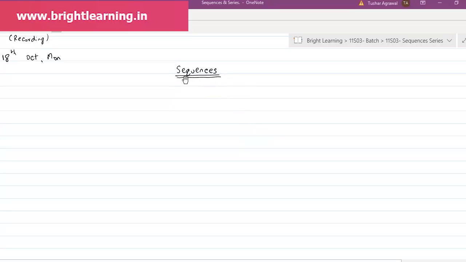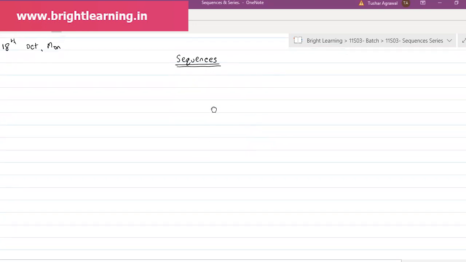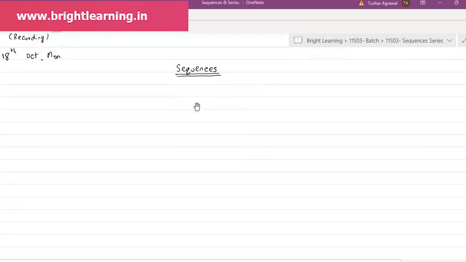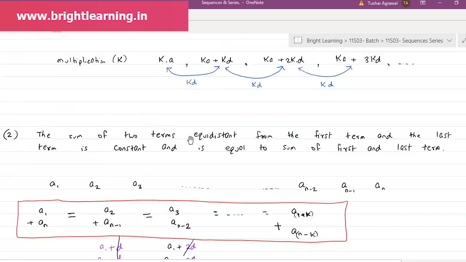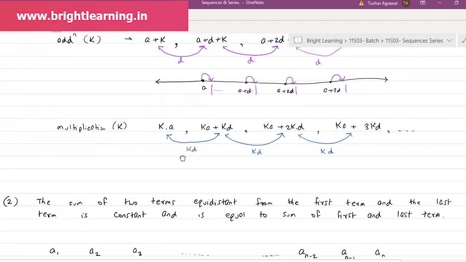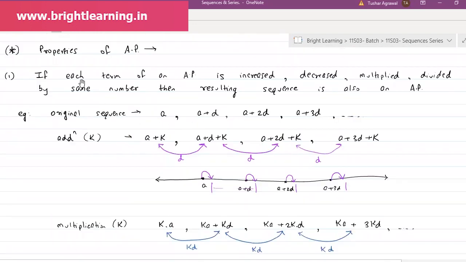Today on Monday we will be continuing with the sequence and series lectures. Previously in this topic, in the previous lectures, we saw some properties. We did some questions on sequence and series and some of the properties that we have seen. If each term of an AP is increased, decreased, multiplied or divided by the same number, then the resulting sequence is also an AP. This was a property that we saw in today's lecture only.